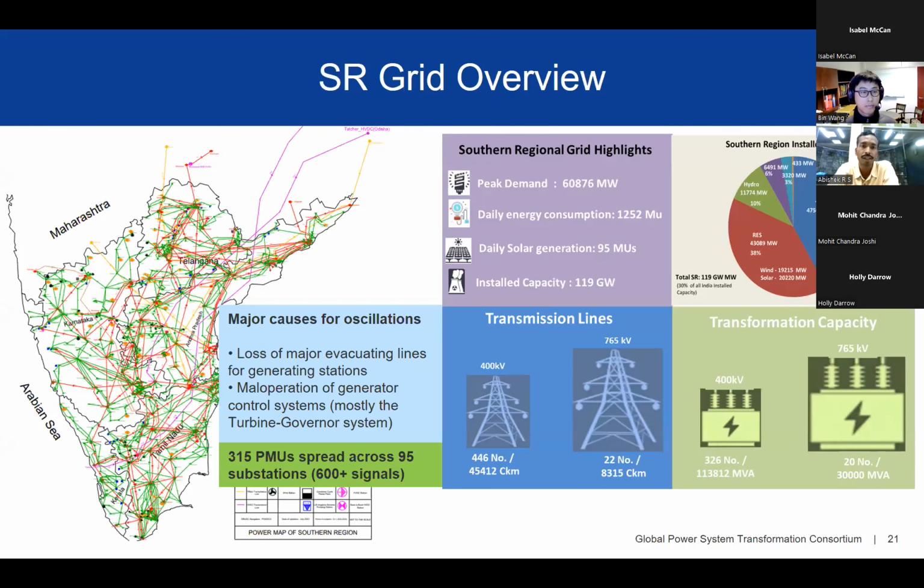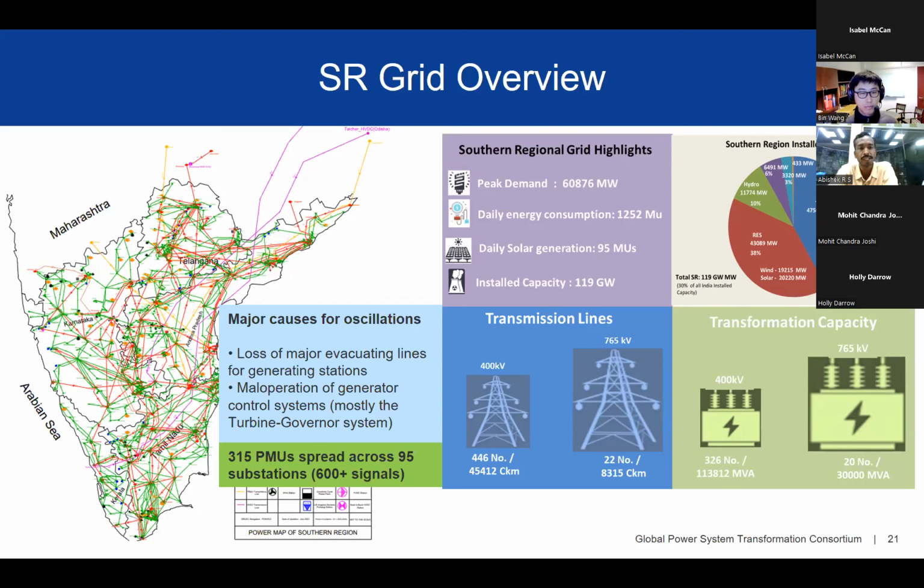Coming to the overview of the Southern Regional Grid, the Indian grid has 5 regions, and the Southern region is where this tool has been deployed. Some highlights of the Southern region: we have met a peak demand of around 61 gigawatt, with a maximum daily energy consumption of 1200 million units and a maximum solar energy generation of 95 million units. The installed capacity is around 120 gigawatt. The fuel mix is mainly dominated by thermal and renewables, followed by hydro and other sources. The transmission network has more than 50,000 circuit kilometers of EHV lines.